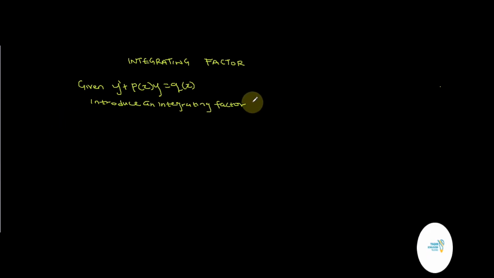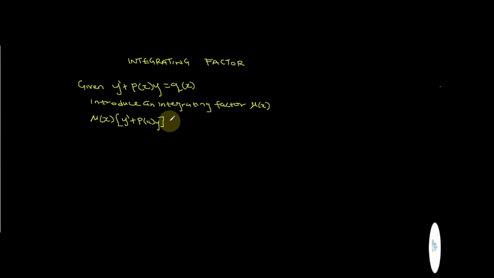Let our integrating factor be mu, the Greek letter mu of x. We'll multiply everything on our left hand side, which is y prime plus p of x y, by mu of x. This is equal to, we don't make use of what we have at the left hand side for now, so we have mu y all prime.